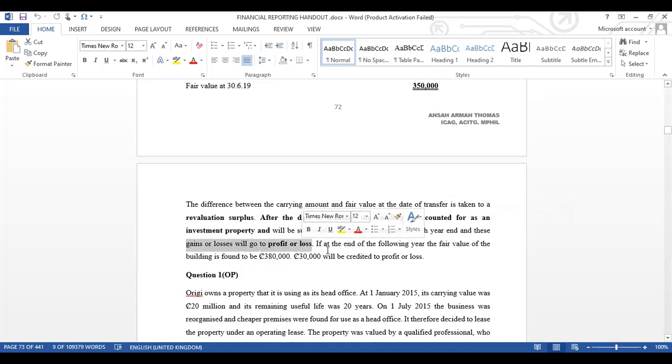So for example, if at the end of the following year, the fair value of the building is found to be 380, so it was 350, and it has been fair valued to 380, then 30,000 will go to the P&L. All right, 30,000 will go to the P&L. This is FR. So for FR, you read this and you understand, oh okay, so that is that. But in corporate reporting books, you won't see these things.